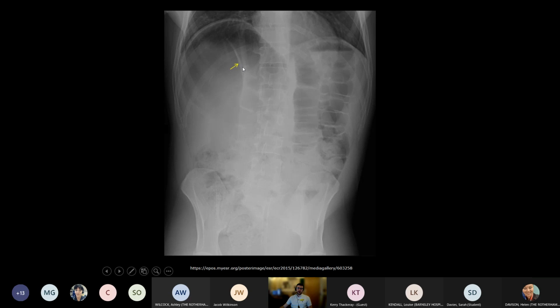Falciform ligament sign. You'd be forgiven for thinking this was a fold in the bowel, but it's actually the falciform ligament of the liver coming up here. This is massive pneumoperitoneum. You only see this sign with large amounts of free air in the abdomen.